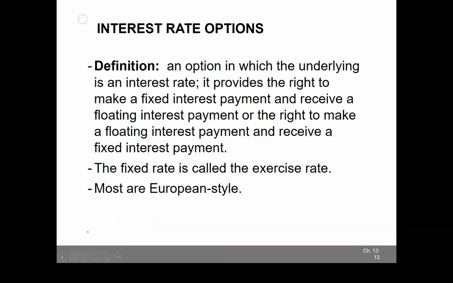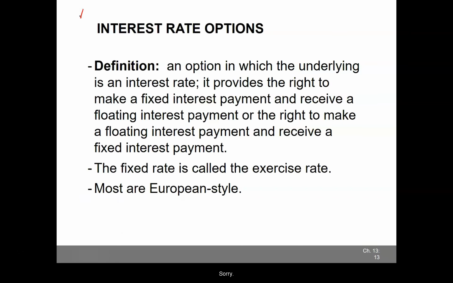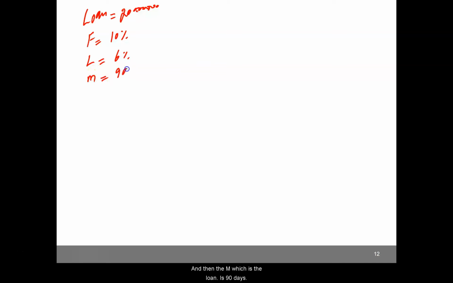So the loan is 20 million, and the fixed rate we have in the FRA is set at 10%, and the LIBOR, let's suppose we take the first rate is 6%, and then the M, which is the loan period, is 90 days.